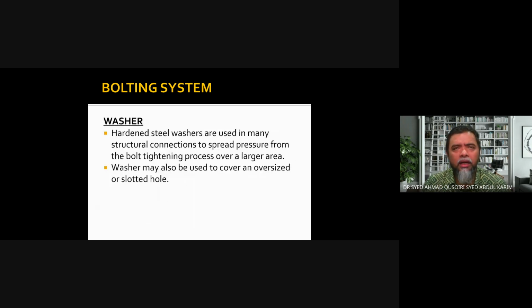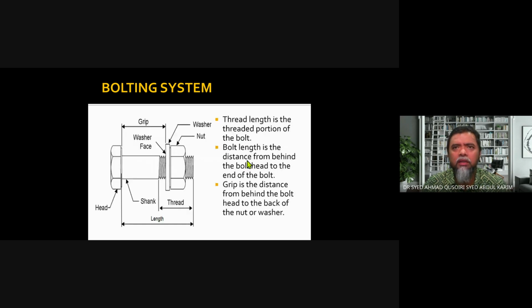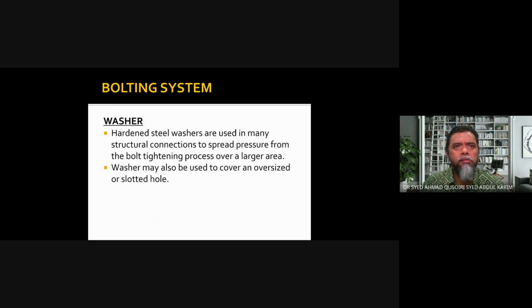So washers are hardened steel used in many structural connections to spread the pressure from the bolt tightening process. Usually the washers are a bit wider than the nut. This is to ensure that the pressure being applied by the nut is spread over a larger surface. Right? So a washer can also be used to cover an oversized or slotted hole, although this is not recommended lah.